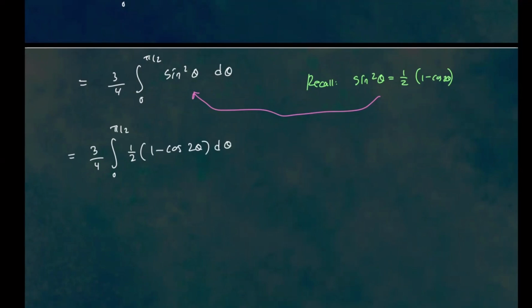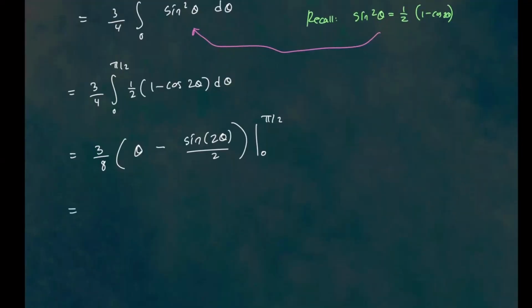And then you integrate 1 with respect to theta, and cosine 2 theta using a u substitution. So you'll have 3 over 4 times 1/2. I pull out the half, so that's 3 over 8. Integral of 1 with respect to theta is theta. Integral of cosine 2 theta is sine 2 theta divided by 2. And now we evaluate from 0 to pi over 2.